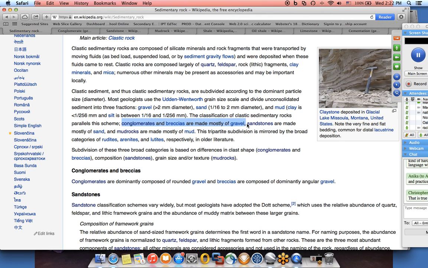Then I keep reading and I see sandstones are made mostly of sand. Well, that makes sense. Mud rocks are mostly made of mud. That's easy. Now they keep talking about conglomerates and breccias. So what is the difference? I have here a subdivision, and it says conglomerates are dominantly composed of rounded gravel, and breccias are composed of dominantly angular gravel.